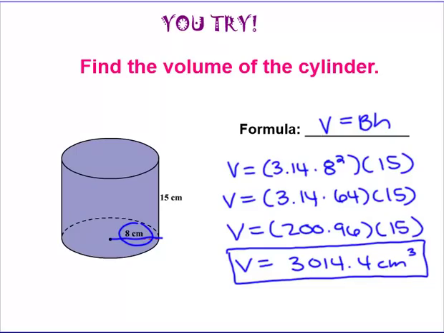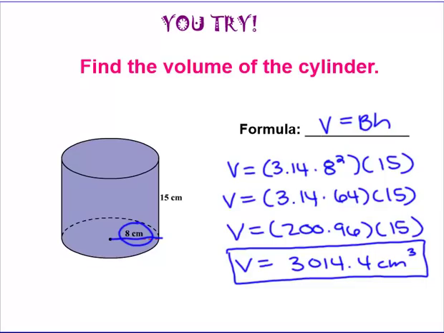So you should have gotten 3014.4 centimeters cubed. The radius here is 8 centimeters, so we had 3.14, which is pi, times 8 to the second power. 8 to the second power is 64, and when we multiply that times 3.14, we get 200.96, times the height of the cylinder, which is from one base to the other, 15, and you end up with the answer. All right, go ahead and try this one.